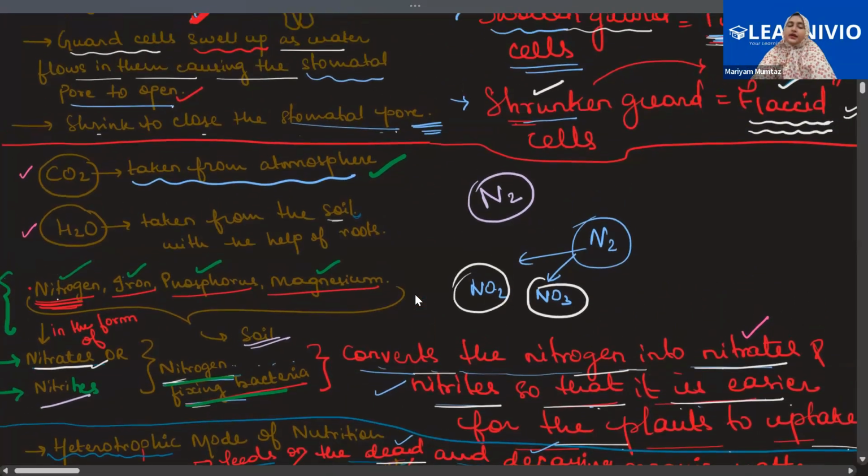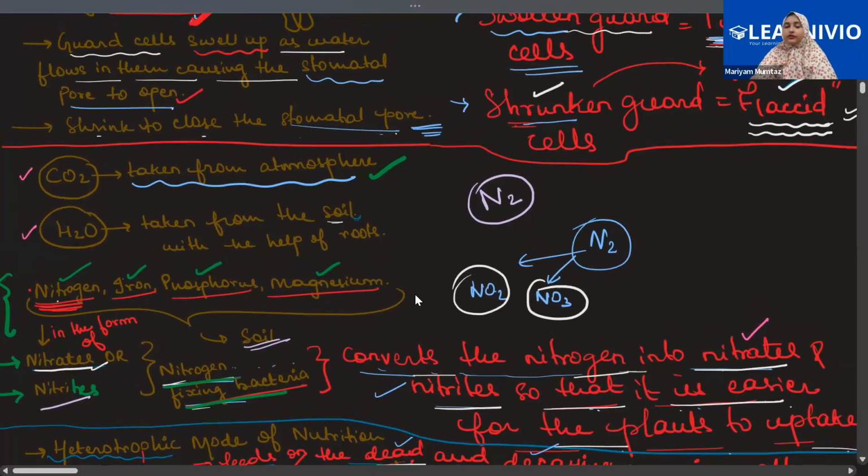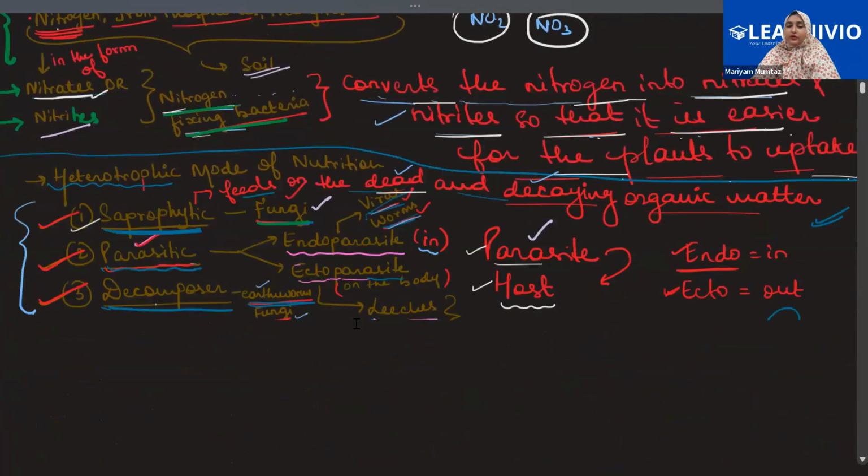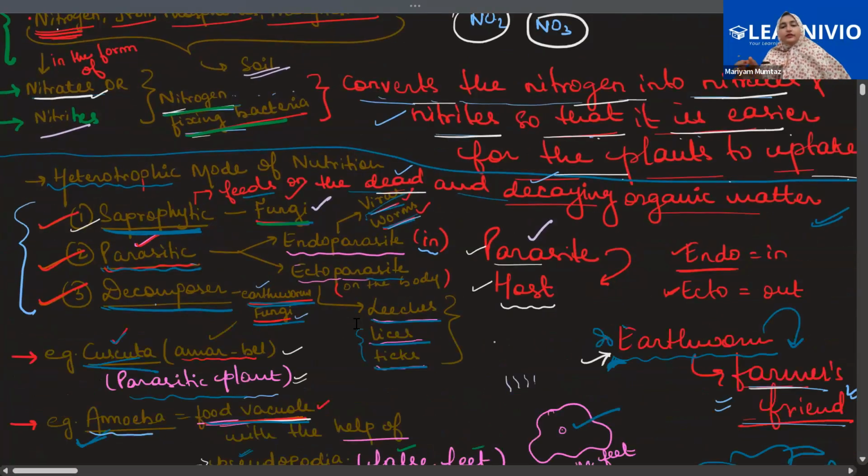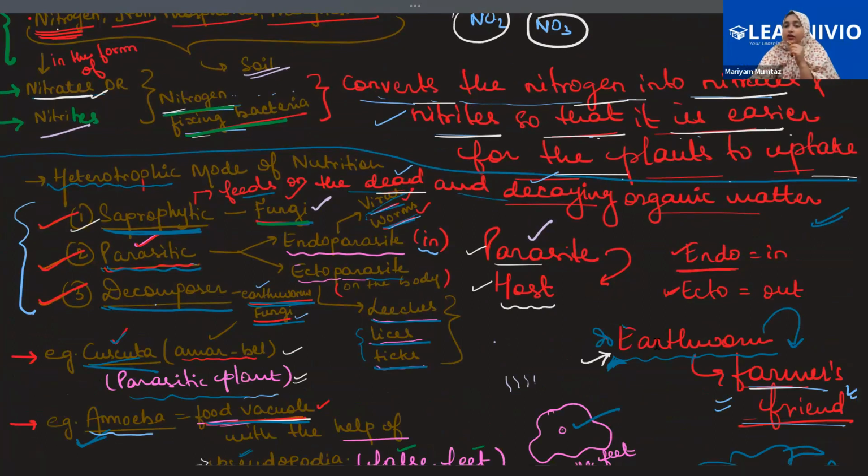So with this, we have actually completed the autotrophic mode of nutrition through and through. Now moving forward to the heterotrophic mode of nutrition. Heterotrophic mode of nutrition is that kind of nutrition wherein the organism cannot make its own food. They are dependent on the other organism for their survival.